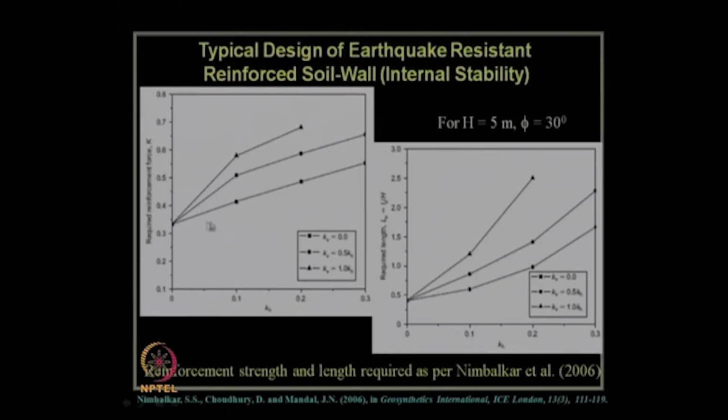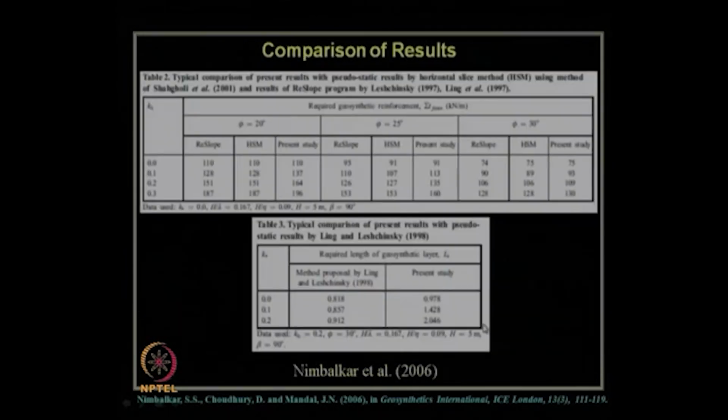We have seen the results that finally the design charts were proposed, like how much reinforcement force is required for different values of kh and kv. So, using this design chart, one can easily estimate the amount of reinforcement strength required, as well as how much is the length of that reinforcement required to be provided against pull out failure of this reinforcement for a particular value of kh and kv through this proposed design charts.